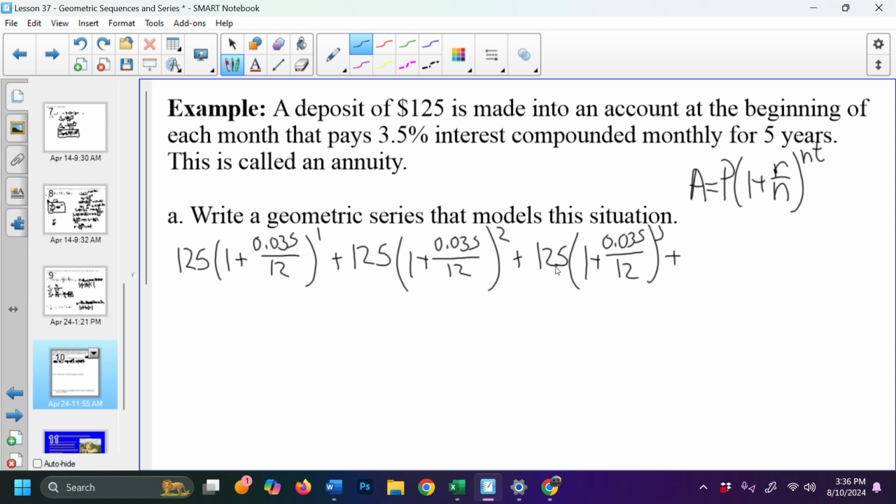So after 5 years, this first $125 will have been in there for 5 years' worth of months. Well, 5 times 12 is 60. So at the end of the 5 years, that first $125 will be in the account at 0.035 interest, compounded monthly for 60 months. And so this series represents each one of those $125 that you deposited into your account.